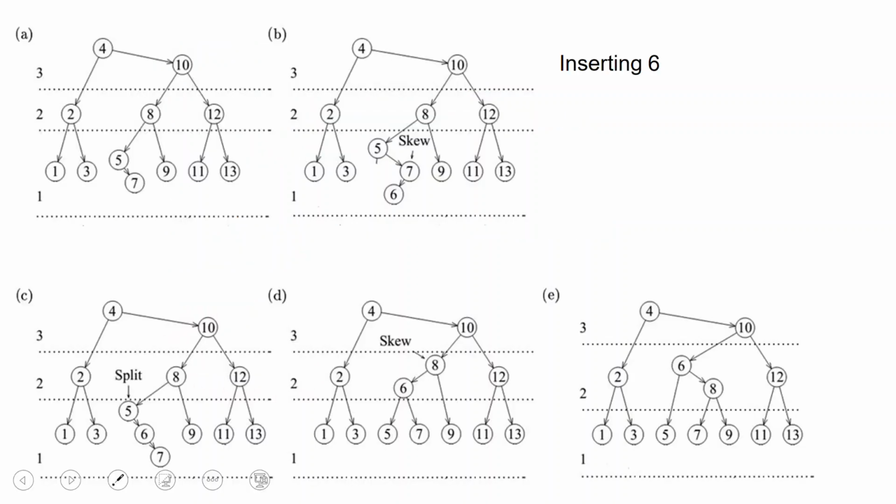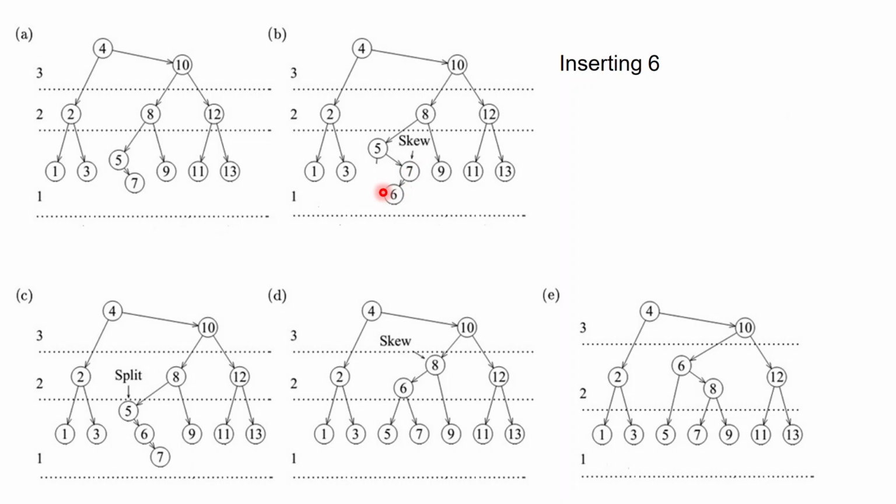Let's see this in action. Here is an AA tree, and here is what happens when you insert 6. When you insert 6, what do you do? You first search for 6. So you start here, you go here, you go here, you go here, you go here. Then 7 does not have a left child, so you just put 6 here. This is what happens when you insert.